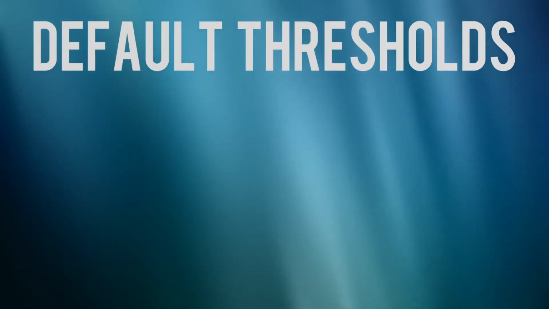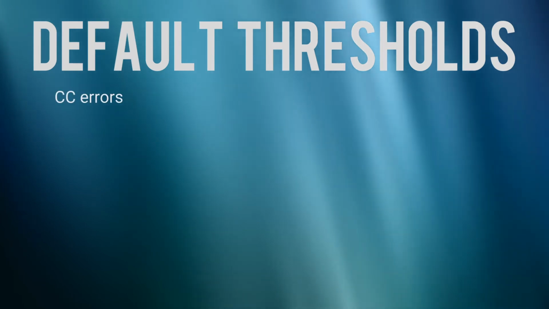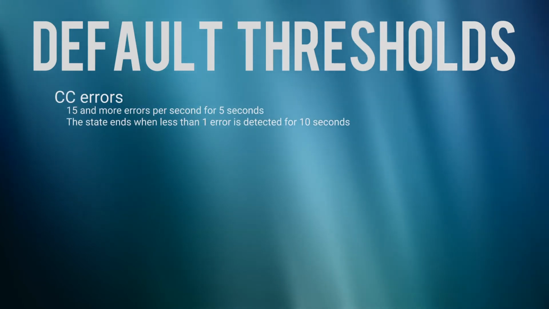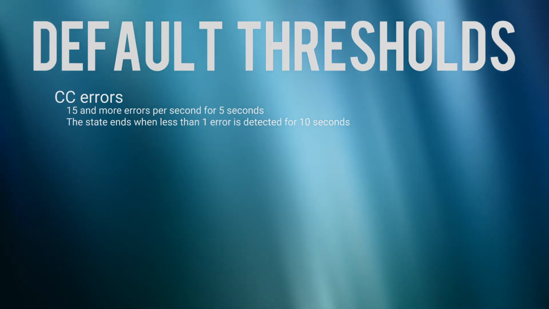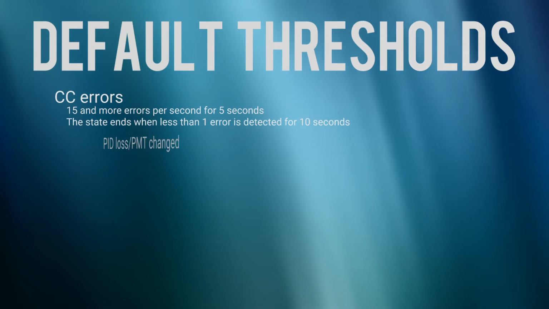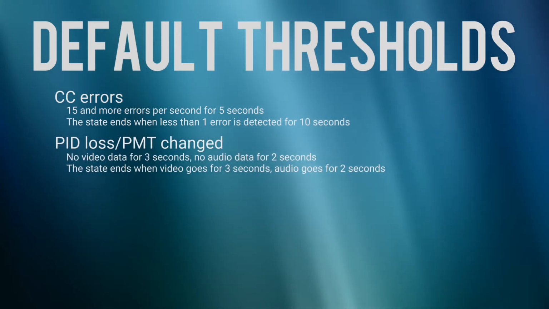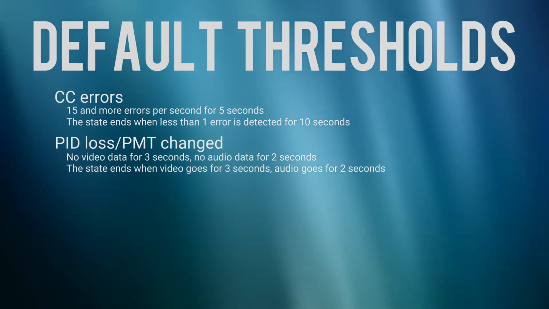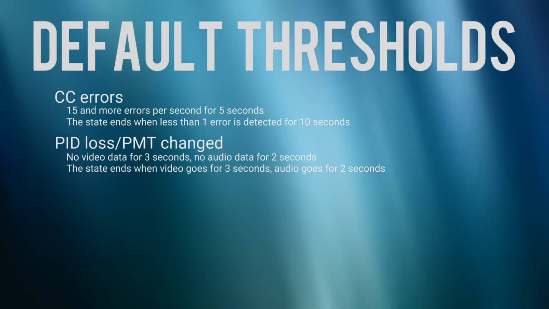Default thresholds have the following values. CC errors: 15 or more errors per second detected for 5 seconds. The state ends when less than 1 error is detected for 10 seconds. PID loss: PMT changed, no video data for 3 seconds, no audio data for 2 seconds. The state ends when video returns for 3 seconds, audio returns for 2 seconds.